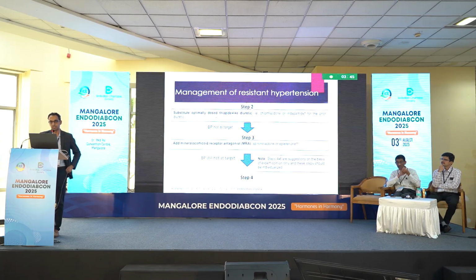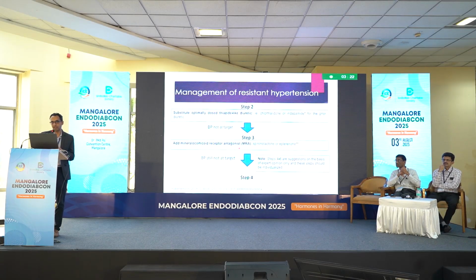And once you manage resistant hypertension and you start with the 3 medications and are not getting control, then the first step is to optimally substitute the thiazide diuretic. Whatever diuretic you are using, change to chlorthalidone or indapamide. That's the first change you should do. Still, you are not getting adequate control of blood pressure. Step 3 should be seen. Step 3 is adding a mineralocorticoid receptor antagonist like spironolactone.